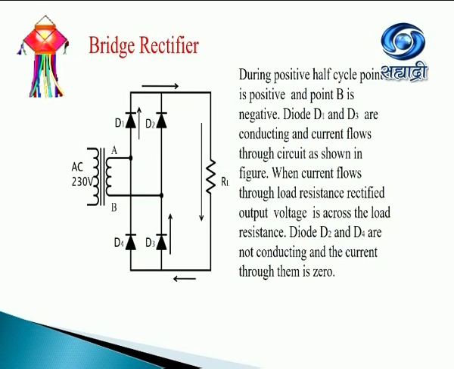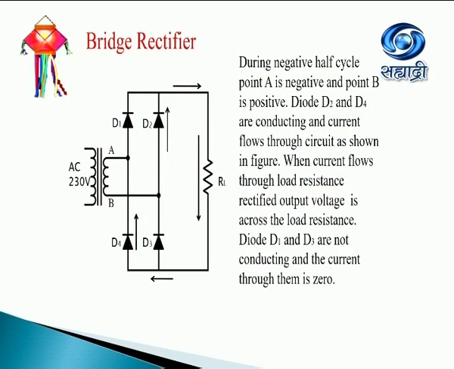During the positive half cycle, point A is positive and point B is negative. Diodes D1 and D3 are conducting and current flows through the circuit as shown in the figure. When current flows through the load resistance, rectified output voltage is across the load resistance. Diodes D2 and D4 are not conducting and the current through them is 0.